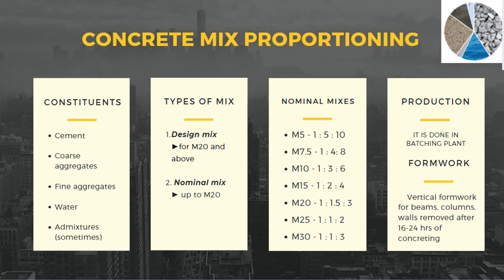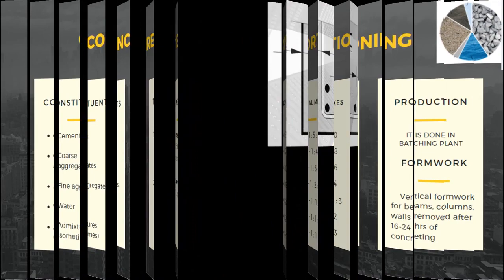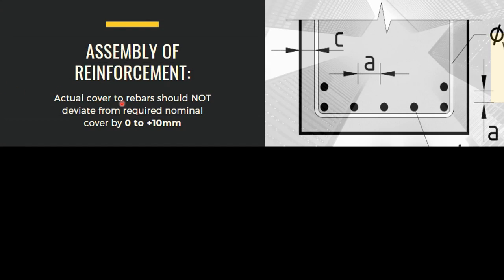Now next we'll move on to how the reinforcement is assembled. Assembly of reinforcement and the concrete, in this slide. The actual cover to rebar should not deviate from required nominal cover by 0 to plus 10 mm. This is the cover distance. The cover distance is specified on the basis of exposure conditions in IS 456 code. For footing, it should not be less than 50 mm, and for other members it is based on the exposure conditions. So the actual cover to rebars that we provide should not deviate from required nominal cover. Nominal cover is specified in IS code by 0 to plus 10 mm.